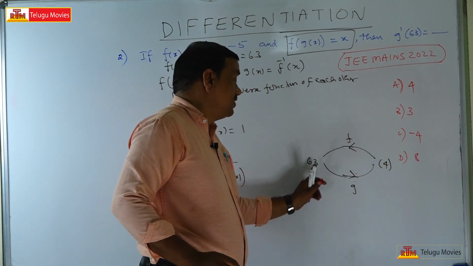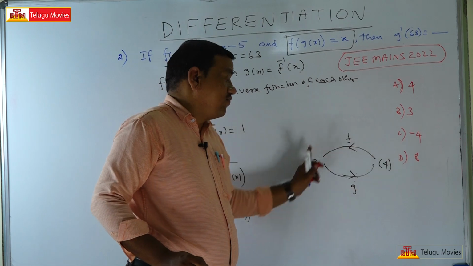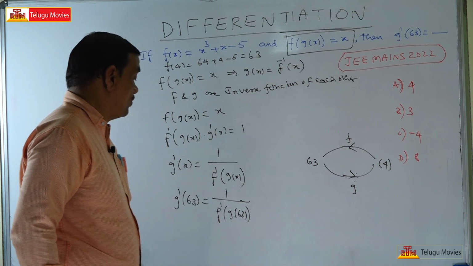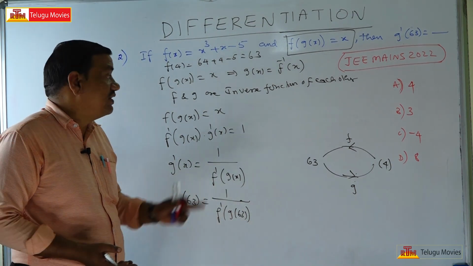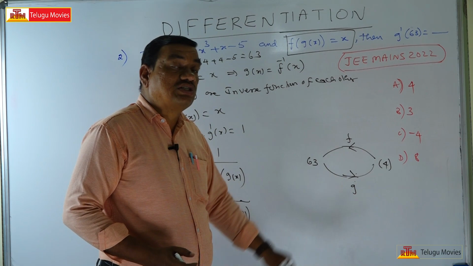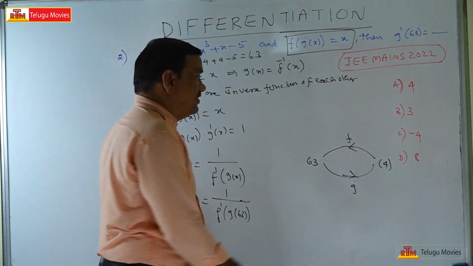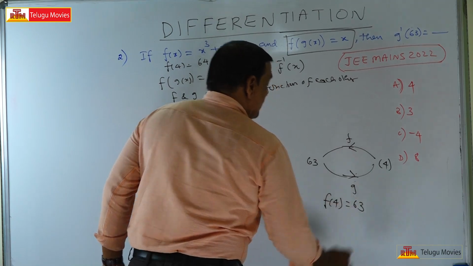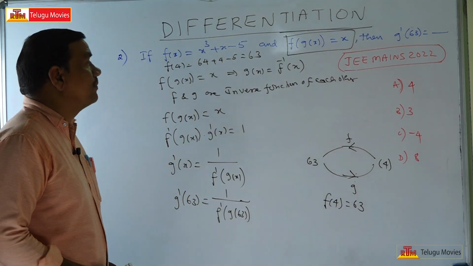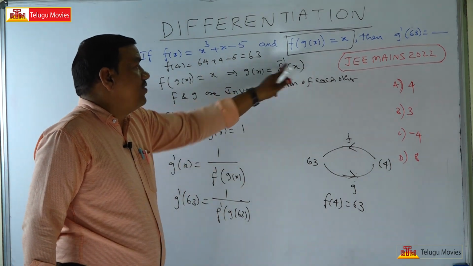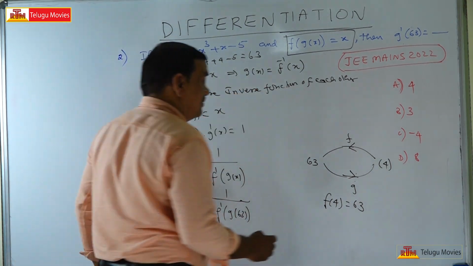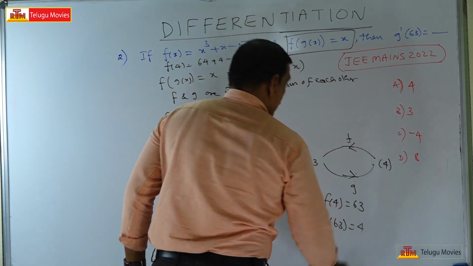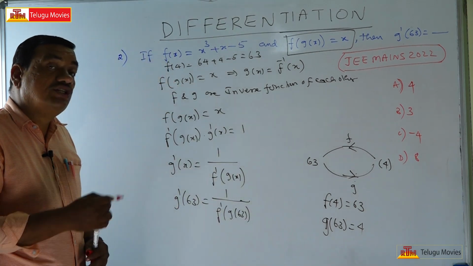It will be better if you write it down here. F of 4 is equal to 63. Therefore, g of 63 is equal to how much? 4. Understand this? Why? Because both are inverse functions of each other. If f of 4 is equal to 63, then f of 4 is equal to g inverse of x, that is g of 63 is equal to 4.